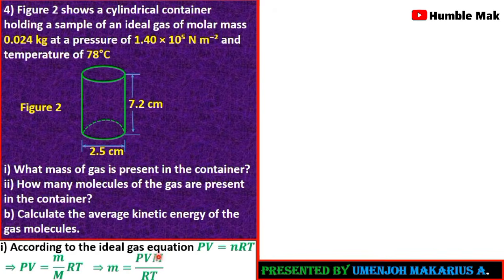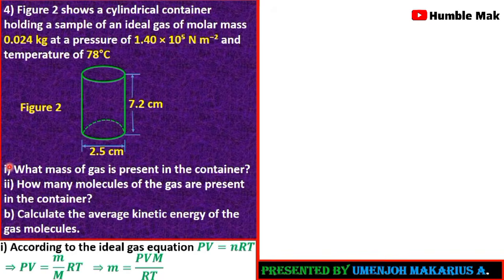So you notice that we have the pressure P, we have the molar mass M, and we have R, the molar gas constant, which you can find in our formula booklet. T is the temperature that has been given. So the only thing that we don't know here is simply V, the volume of the gas, which is simply the volume of this cylinder.